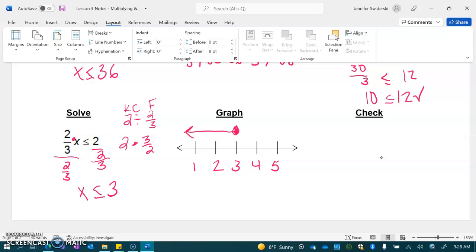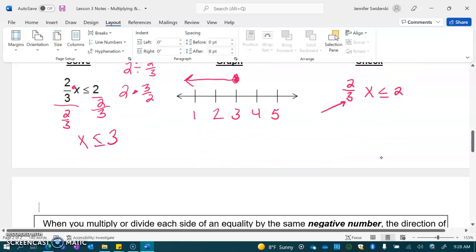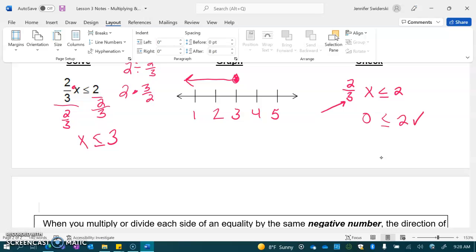To check it, this one's kind of tricky. If I have 2/3 x is less than or equal to 2, I'm going to either pick a number that's a multiple of 3, so it's easy to multiply, or I can use 0, because anything times 0 is 0. So I'm going to multiply by 0. 2/3 times 0 is 0. Is 0 less than or equal to 2? Yes, so I know that is correct.